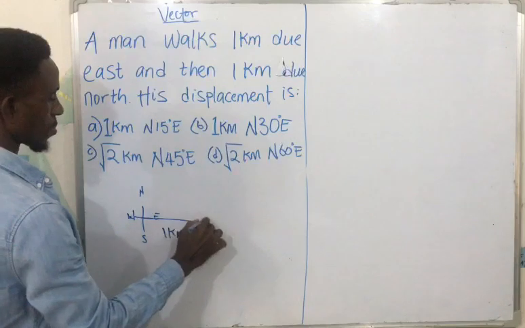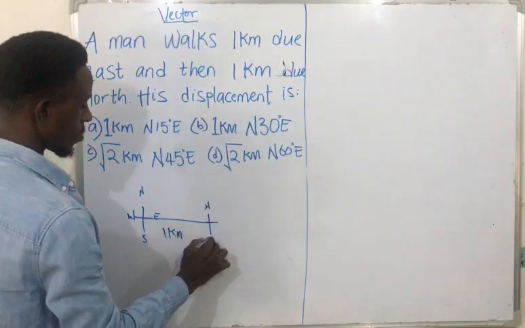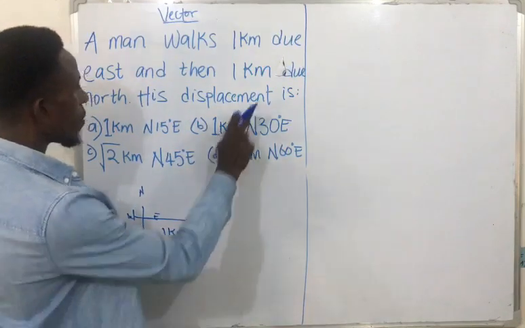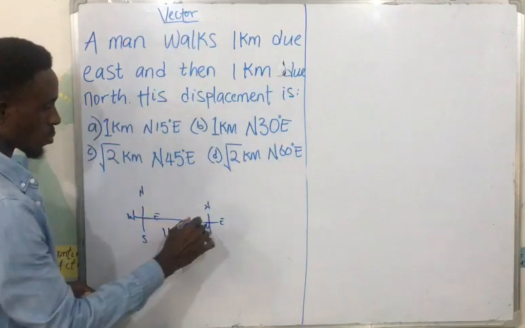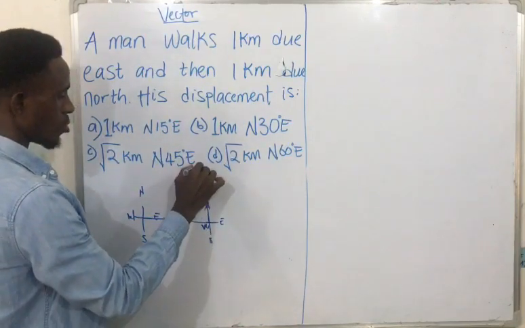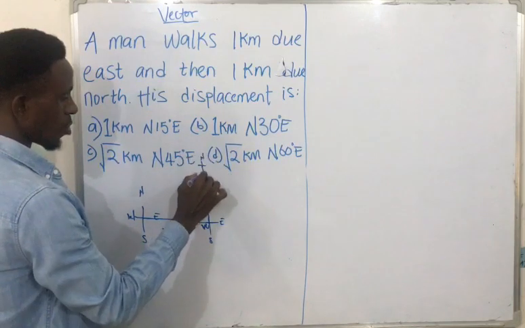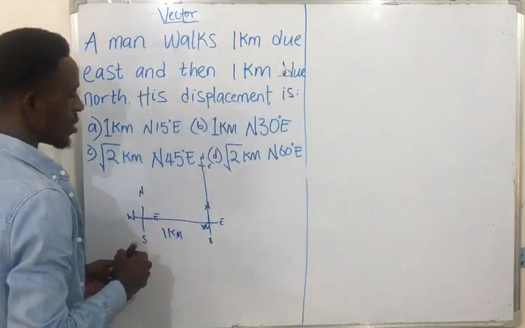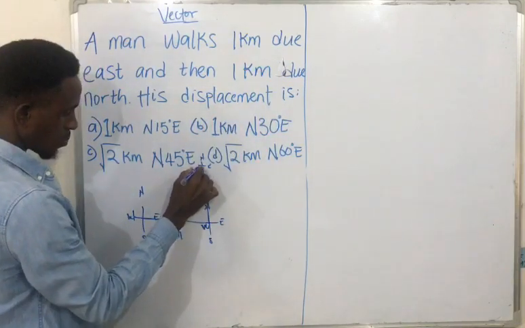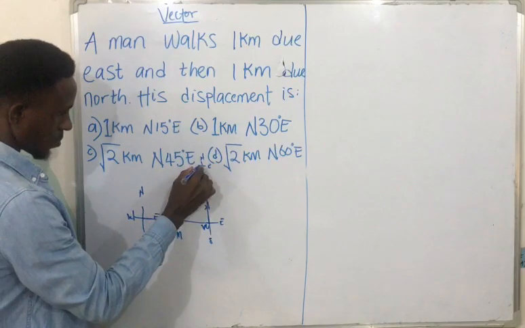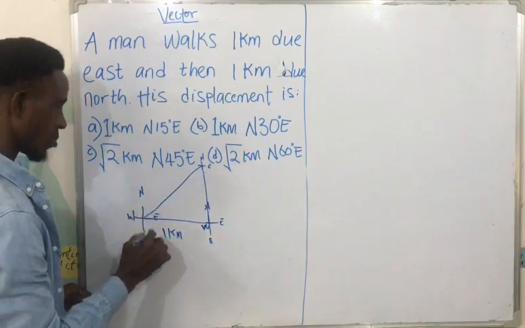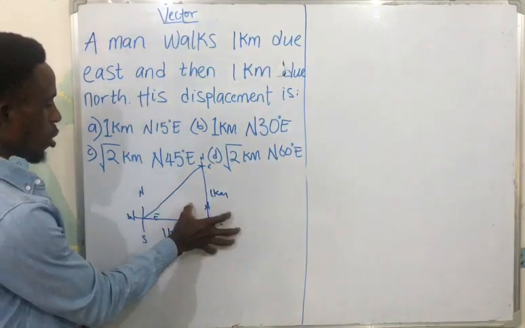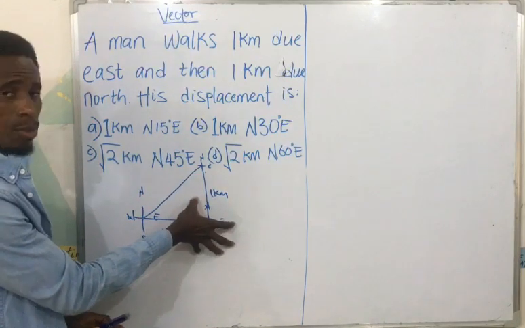One kilometer is west. Then 1 kilometer due north. He still came up 1 kilometer due north. So this is north, south, east. Now the question is, his displacement is, this is going to be his displacement from this point to this point. This is 1 kilometer. Now, looking at this shape, this is a right angle triangle.